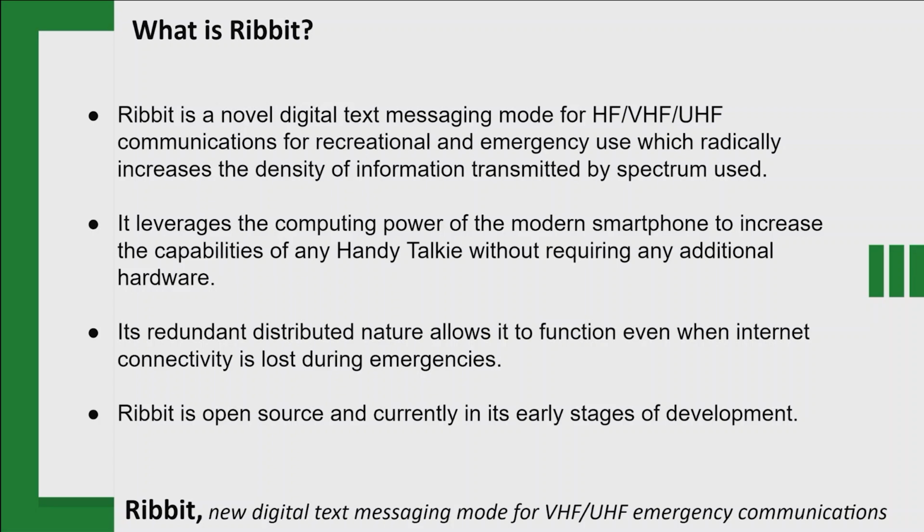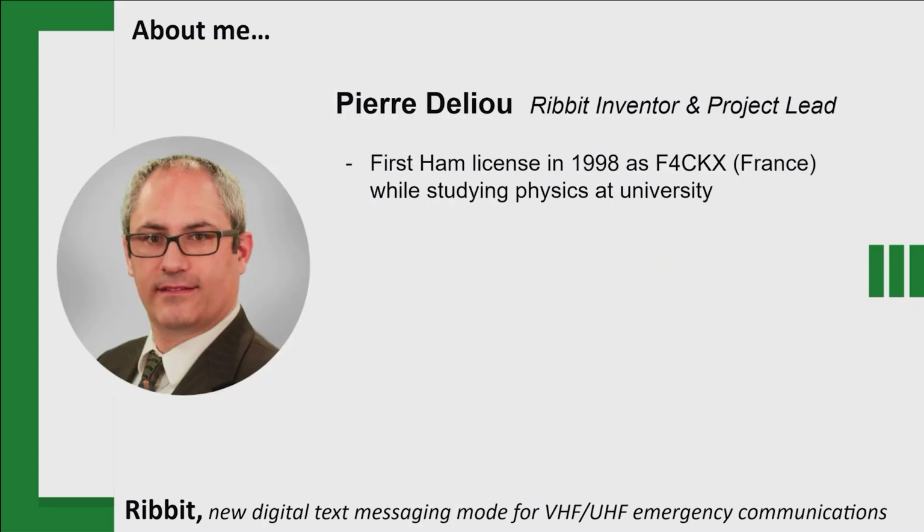And the benefit of that is that it's distributed, because every single ham can have Ribbit in their pocket on their phone. And so if you are in an emergency and there's no internet connectivity, this is when Ribbit starts to shine, because it can function with no internet. And Ribbit, and we're very proud of this, is open source, so everything is published, and it's in an early stage of development.